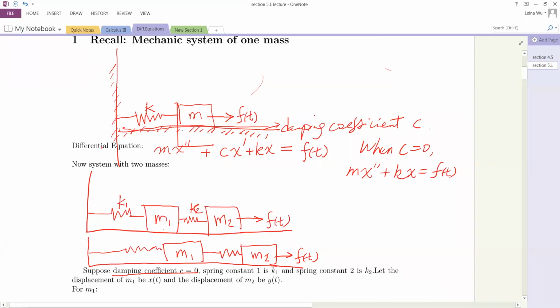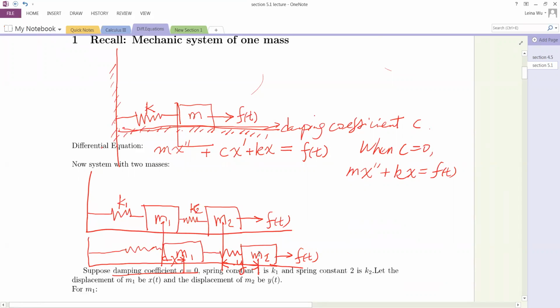Let's look at the displacement of m1. Okay, so m1 has been moved. The displacement will be x. m2 has also been moved to the right, in this case by y. So x and y are the two displacements of these two masses. x is for m1, y is for m2. Good so far? All right.